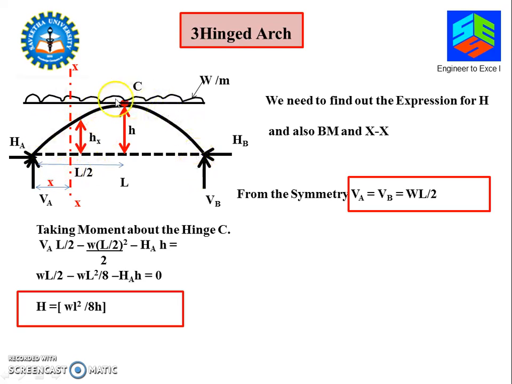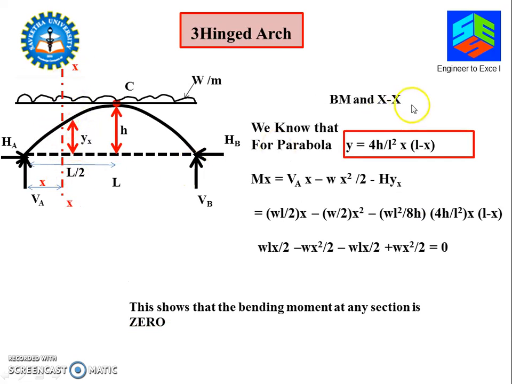Because if you see the figure, it is symmetrical. So this HA and HB should be equal. That's why we write it as H. So we'll get H is equal to WL square by 8H when an arch is completely loaded with the UDL. So what about the moment at X? Let us see.